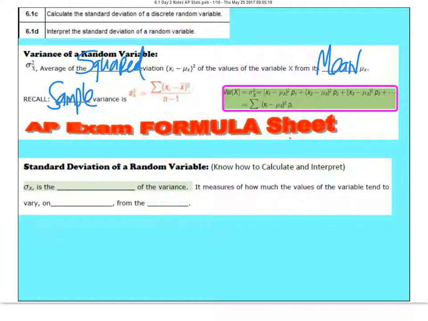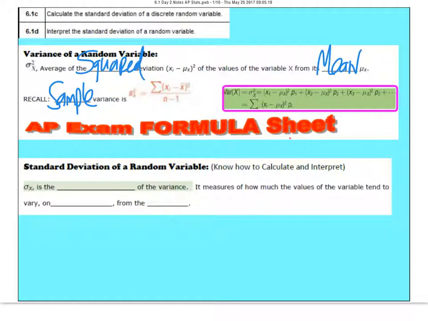So if you were asked to find the variance of a discrete random variable, what you would do is this formula. Take the piece of data minus the mean and square it and times it by the probability. You're going to do that for the next piece of data minus the mean and square it times its probability, and you're going to do that for the entire data set. Now this formula right here you will find on the AP formula sheet.